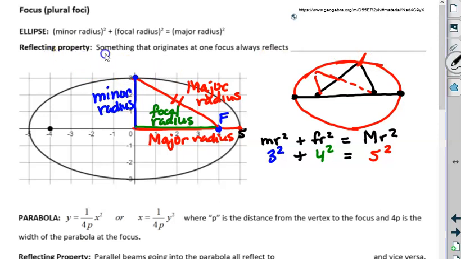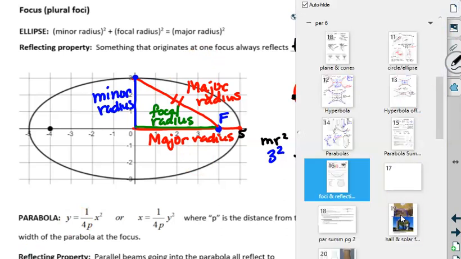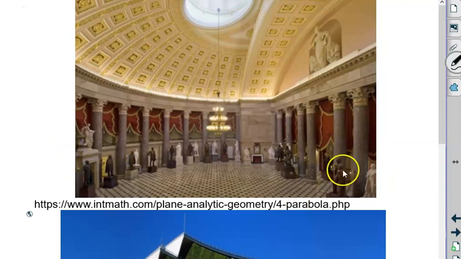The other thing I want you to remember is that something that originates at one focus always reflects to the other focus. Now there's an interesting story about that, and that has to do with Statuary Hall in Washington, D.C. So let me find my picture of Statuary Hall. Okay, so here's a picture of Statuary Hall. Statuary Hall has statues along the sides, and it has an elliptical ceiling. It's an elliptical shaped room with an elliptical ceiling.